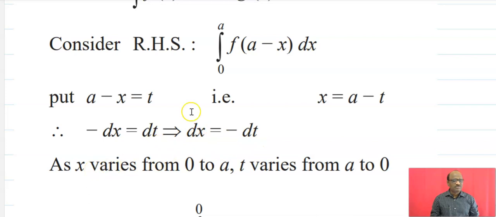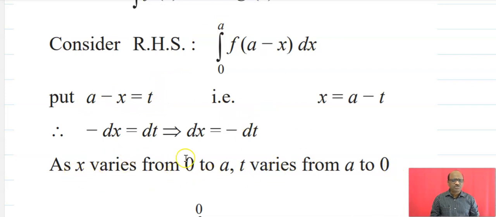Now we will change the limits also. The lower limit is 0. Put x equals 0 here, then what will you get? t equals a. Then you will get the lower limit as a. What about the upper limit? Put x equals a here. a minus a is 0. Therefore, the upper limit is 0.